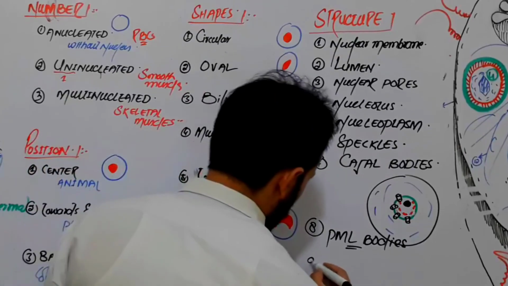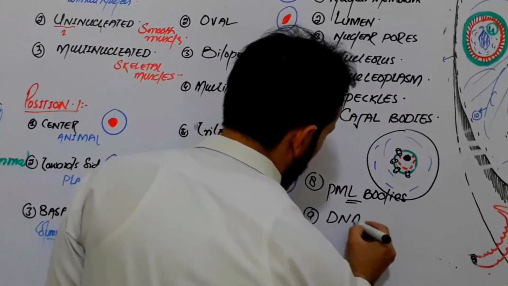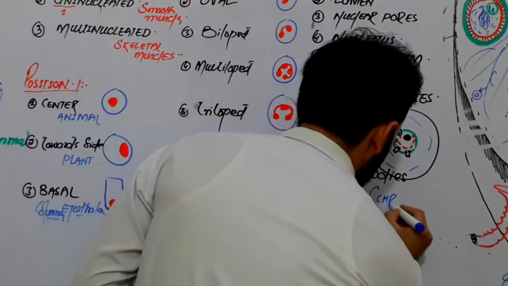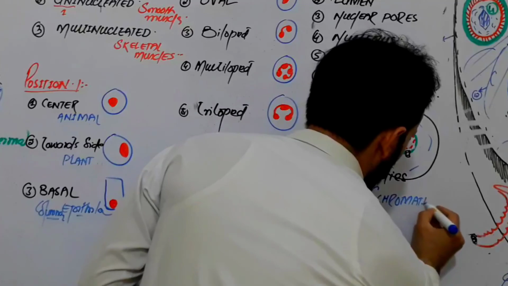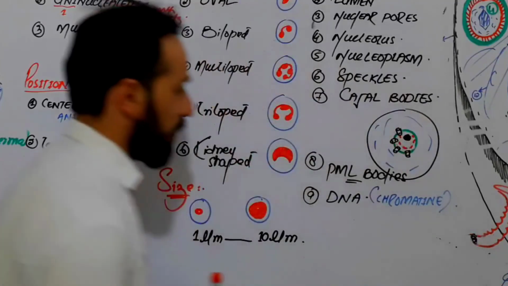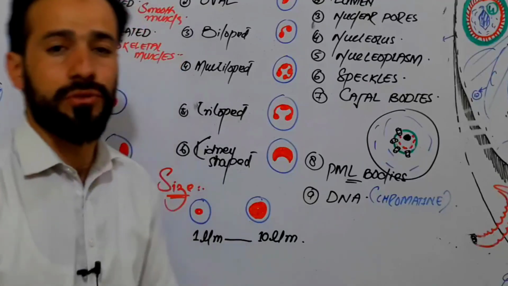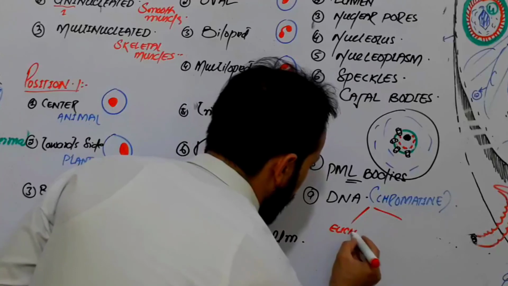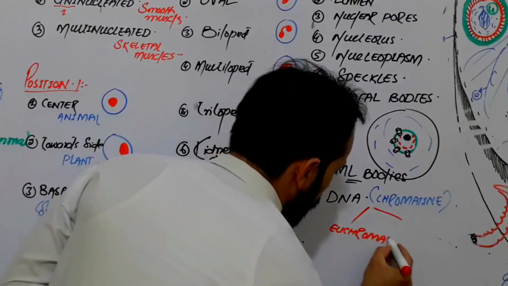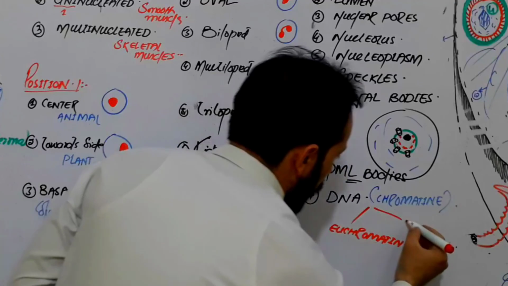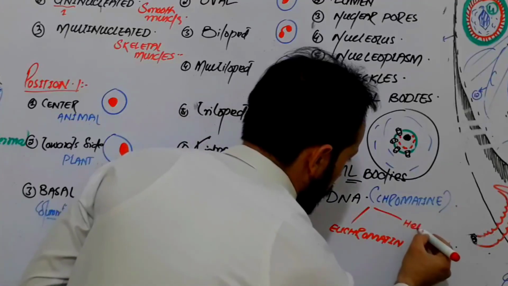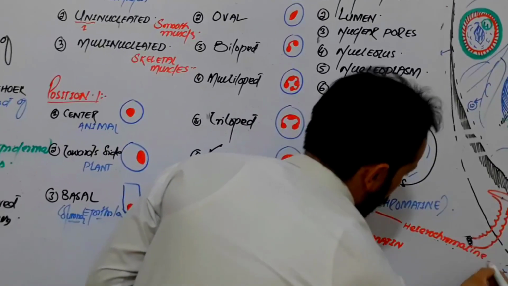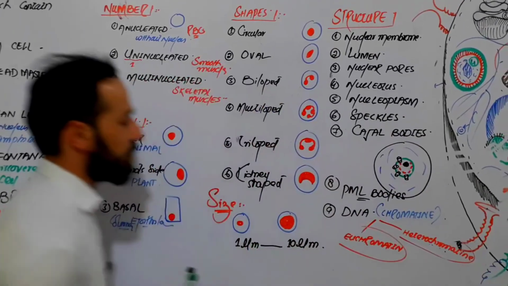And then we have the most important thing, that is the DNA, or we say the chromatin. There are two types of chromatin inside our cell. We have the euchromatin and the heterochromatin. I will discuss both of them, inshallah. We will discuss what is euchromatin and what is heterochromatin.